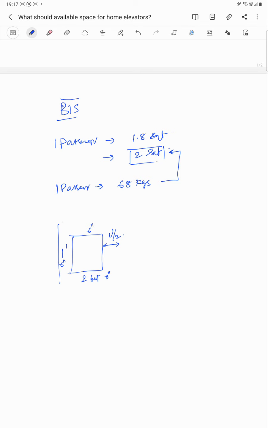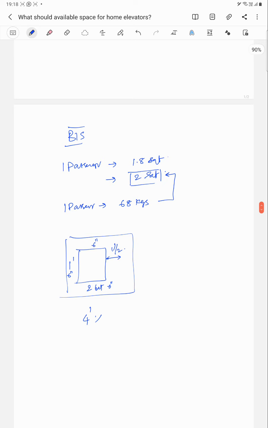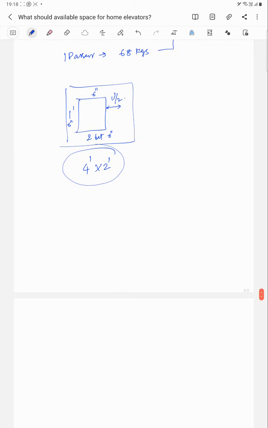So the entire space inside the shaft will become about 2 plus 1.5 plus half, about 4 feet, and 1 plus half becomes about 2 feet. So within 4 by 2 we can actually install an elevator if it is a hydraulic lift, a Cube hydraulic lift.